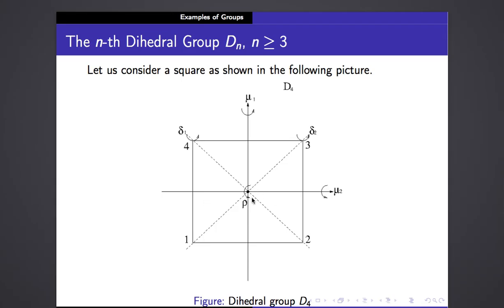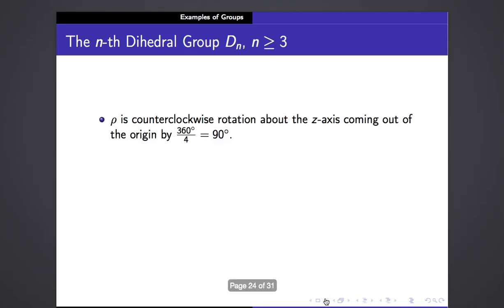So we have a rotation rho, mu1, mu2, and delta 1 and delta 2. Okay, so what are they? Rho is a counterclockwise rotation about the z-axis coming out of the origin by 360 degrees divided by 4. So each rotation is by 90 degrees.